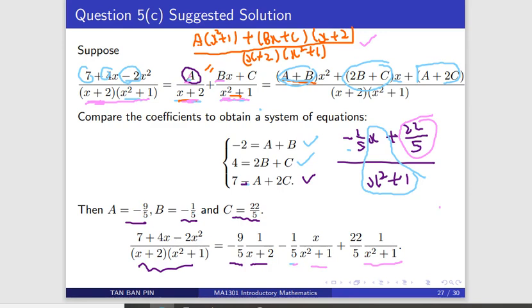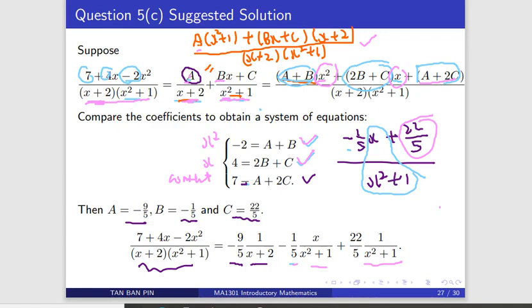And then you compare the numerator. You have to expand this out to put all the x squared terms together, x terms together, constant terms together. Then you compare the x squared term, you get this equation. Compare the x term, you get this equation. Compare the constant term, you get this equation. There's another way to solve for a, b, and c without comparing coefficients. You can also sub numbers in to solve for a, b, and c. I will show you how to do that.